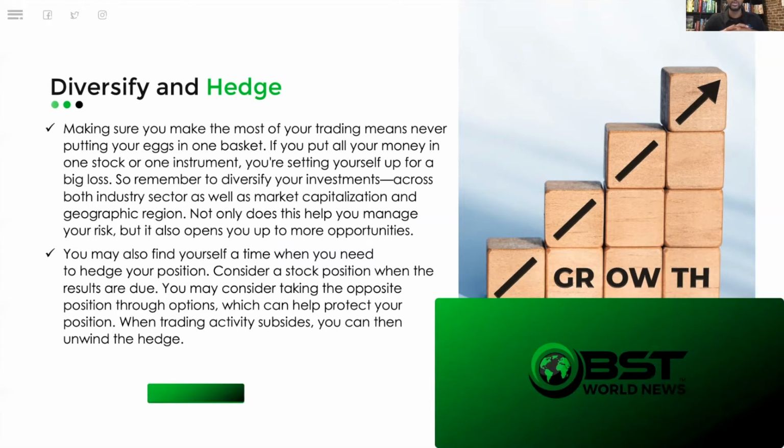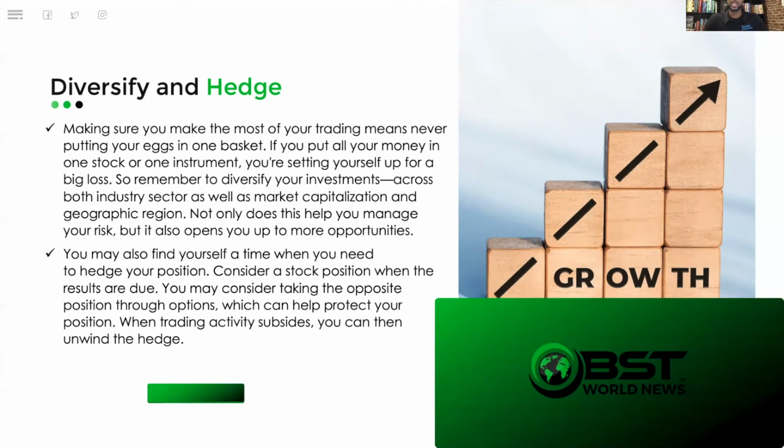All right. So diversify and hedge. Making sure you make the most of your trading means never putting your eggs in one basket. If you put all of your money in one stock or one instrument, you're setting yourself up for a big loss. So remember to diversify your investments across both industry sector as well as market capitalization and geographical region. Not only does this help you manage your risk, but it also opens you up to more opportunities. You may also find yourself at a time where you need to hedge your position. Consider a stock position when the results are due.